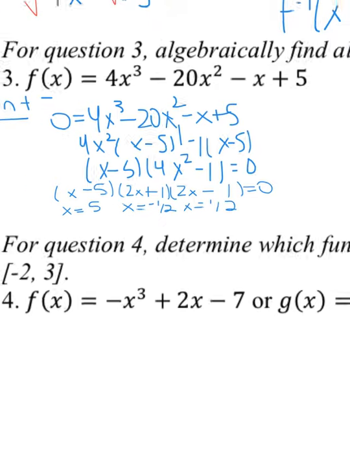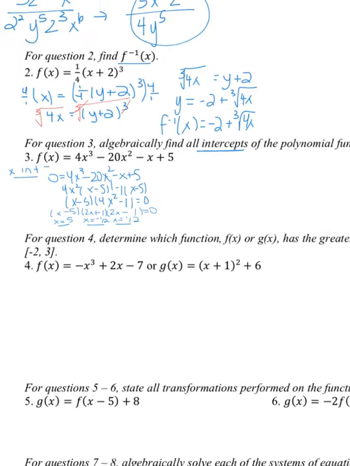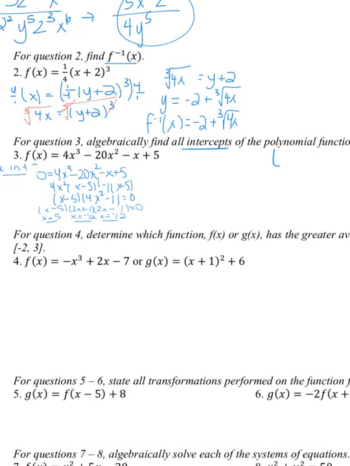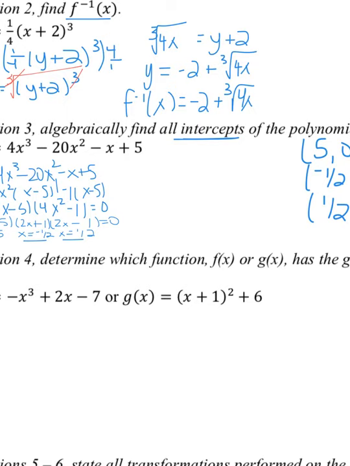However, you are not done until you write these as coordinates. These 3 things right here, those are zeros. They are not x-intercepts until you write them as coordinates. So you have to write (5, 0), (negative 1/2, 0), and (1/2, 0). Too many of you lost points on the last test because you stopped when you got x equals. But intercepts, you have to write coordinates. So then we also have to find the y coordinates.